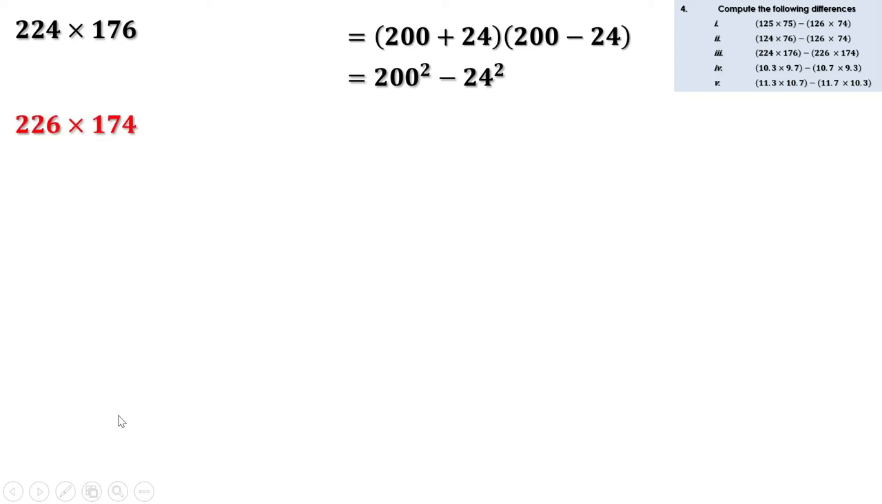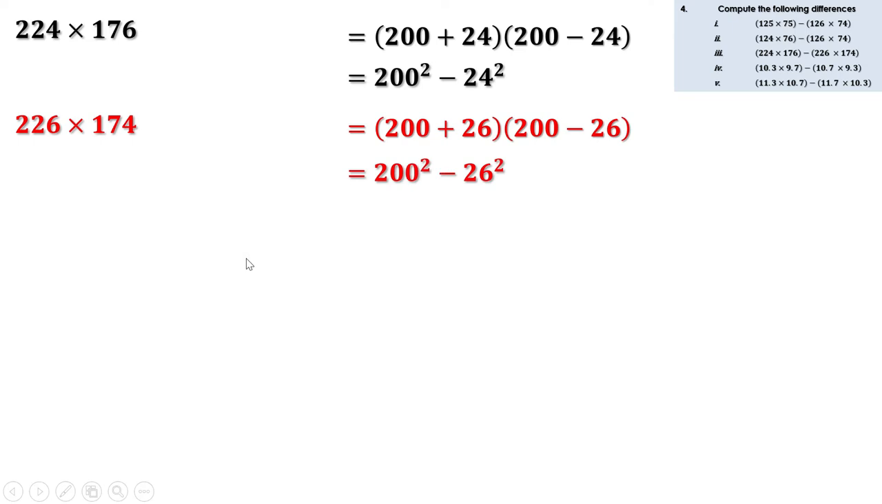Now let us find 226 into 174. This is 26 more than 200 and this is 26 less than 200. So this can be written as 200 plus 26 into 200 minus 26, and that's equal to 200 square minus 26 square.